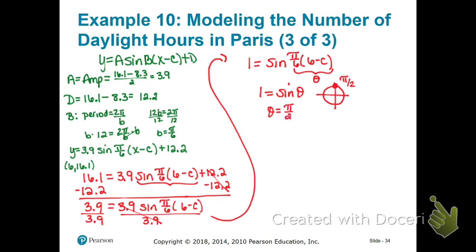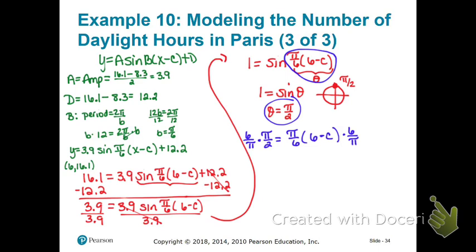But now backtracking, we were letting this be our angle, and now our angle equals pi over 2, so we can set them equal to each other. So we know that pi over 2 is equal to pi over 6 times (6 minus c). And now we're just going to solve for c. So first let's get rid of the pi over 6. Remember, you can divide by it, but that's the same as multiplying by its reciprocal. So I'm going to multiply this side by 6 over pi, and same thing over here.